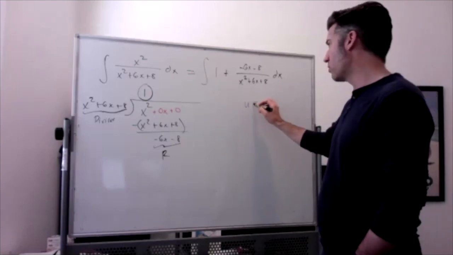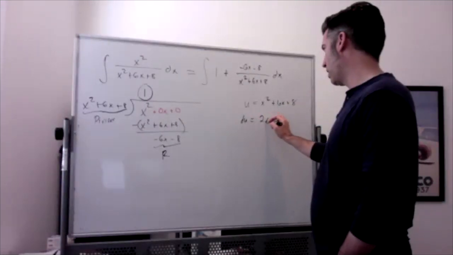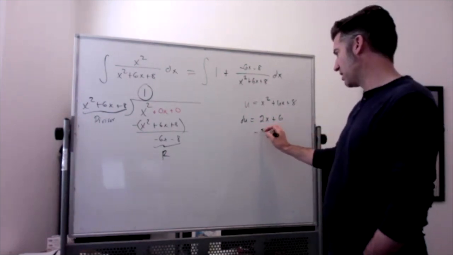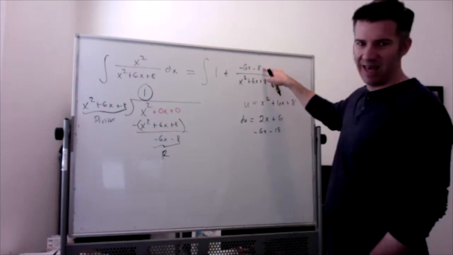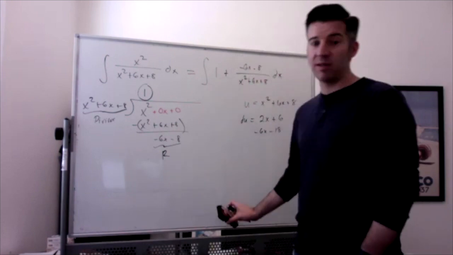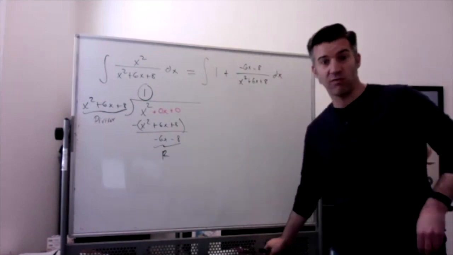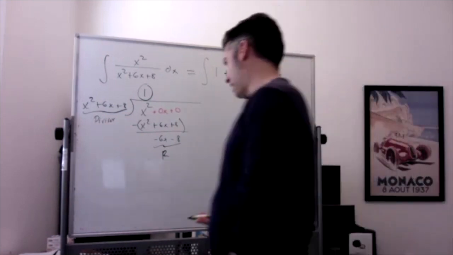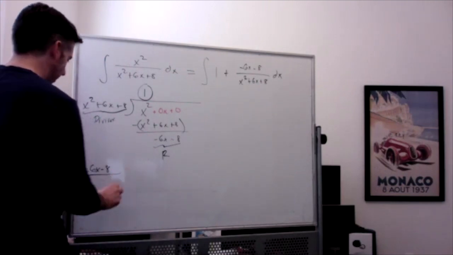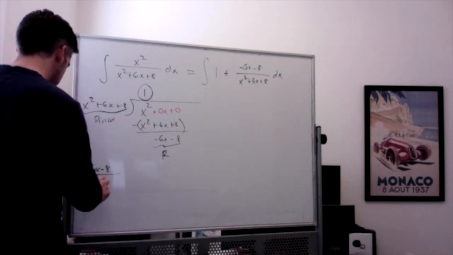If I let u equal the denominator, my du is going to be 2x plus 6. And if I multiply this by -3, I get -6x minus 18, which isn't that, so I'm out of luck. U substitution is not the way to go here. But the denominator does factor, which means I can definitely use partial fractions. So yeah, let's partial fractions it up. So -6x minus 8 divided by x squared plus 6x plus 8 factors as x plus 2 times x plus 4.